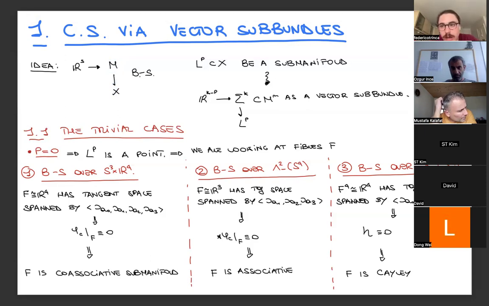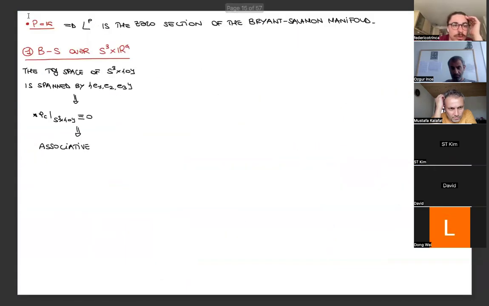Then let's go on to another trivial example, which is the case where p is equal to k. We're looking essentially at the zero section of the Bryant–Salamon manifolds.